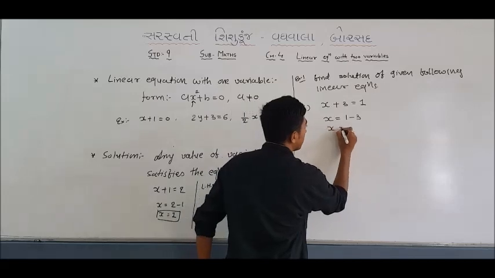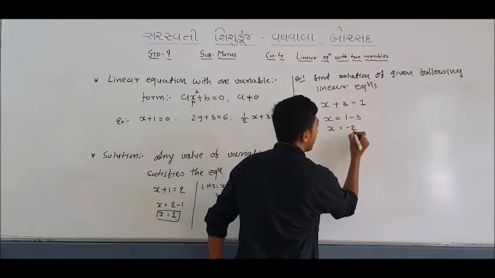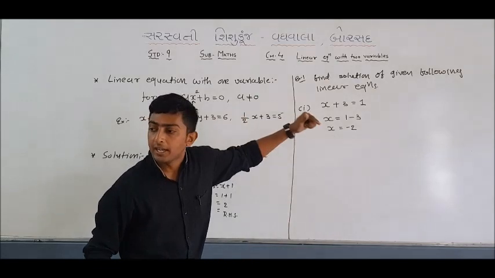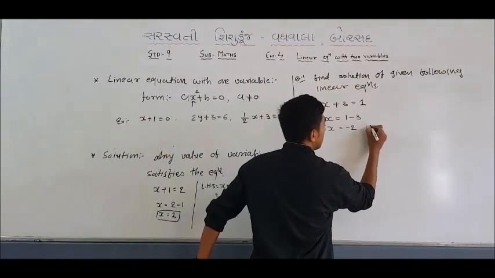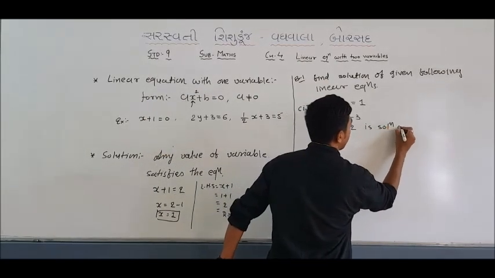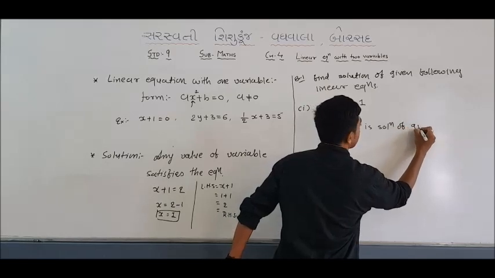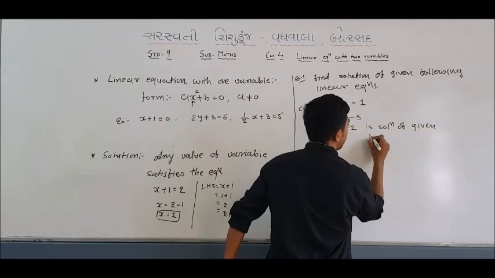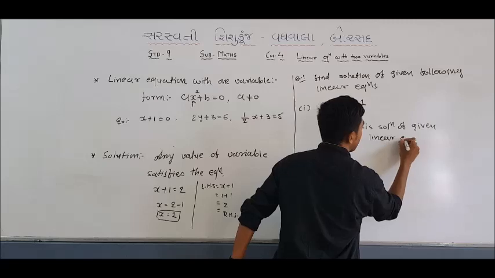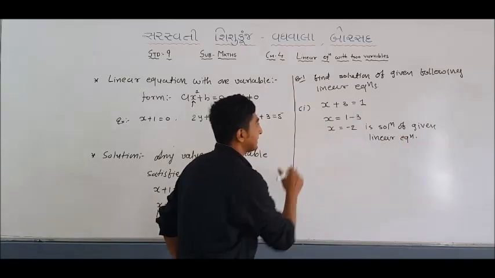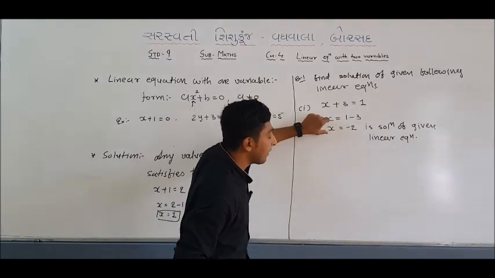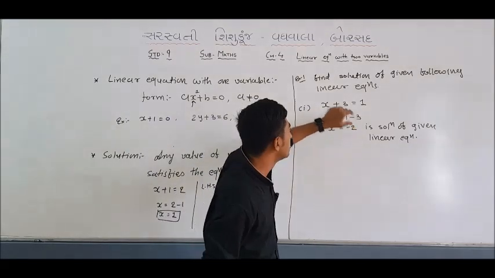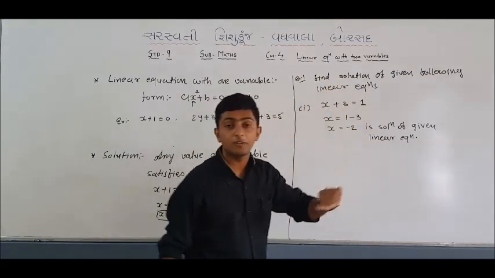So x equal to 1 minus 3, that is minus 2. So x equal to minus 2 is the solution of the given linear equation. Now let us check, if I substitute x equal to minus 2, whether the given equation is satisfied or not.